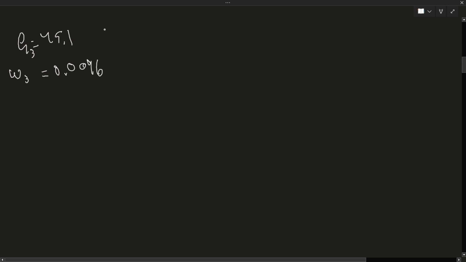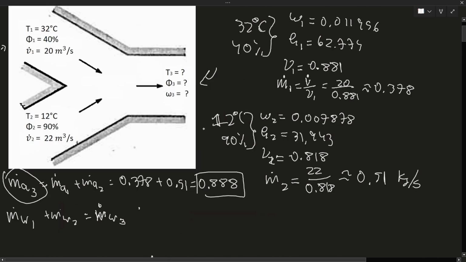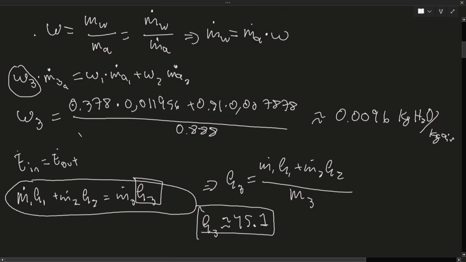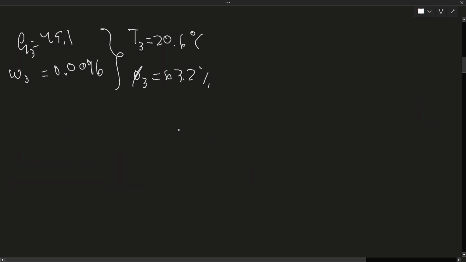So again, now that we have our enthalpy, 45.1, and our omega, 0.0096, we can read the psychrometric chart to read the final values, okay? So we get the dry bulb temperature to be 20.6 and relative humidity to be 63.2%. That's it. Super easy. Like almost all of these problems, you just have to know how to read the psychrometric chart. You get two of the values. You incorporate this principle, E in equals E out. And the rest is super easy. You just have to understand what you're doing. And that's it.